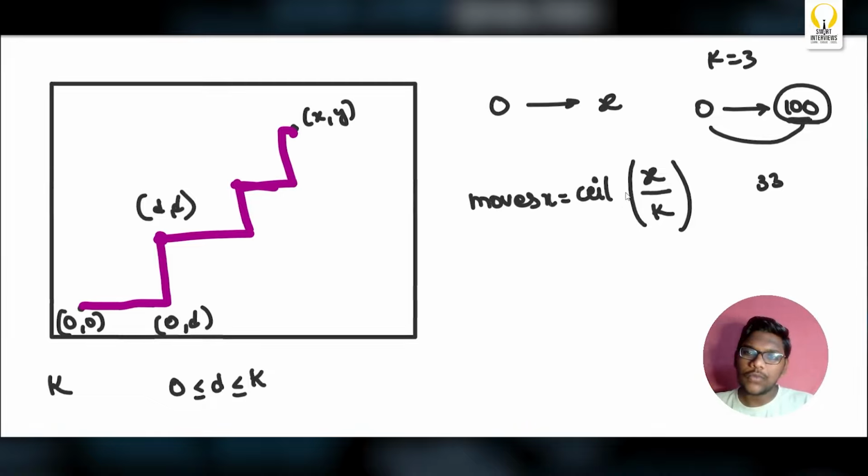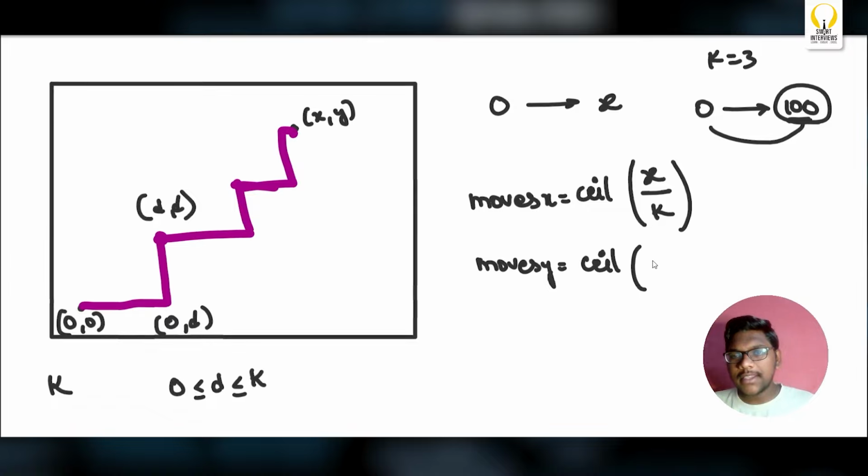What about the number of moves for y? Just like that, similarly, ceil of y by k. But additionally, there is something more that you have to deep dive in this. So what is that? Just think about it.